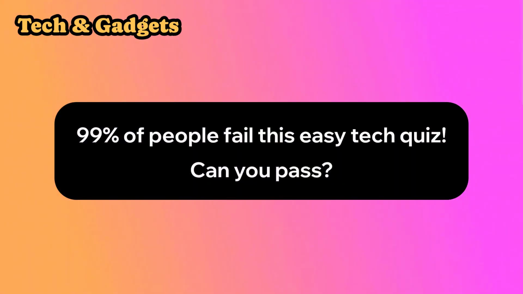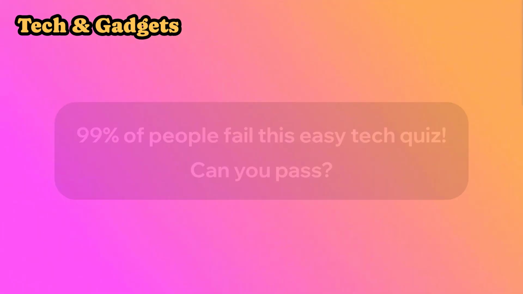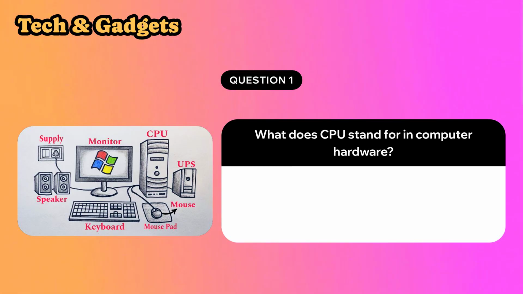99% of people fail this easy tech quiz. Can you pass? What does CPU stand for in computer hardware?